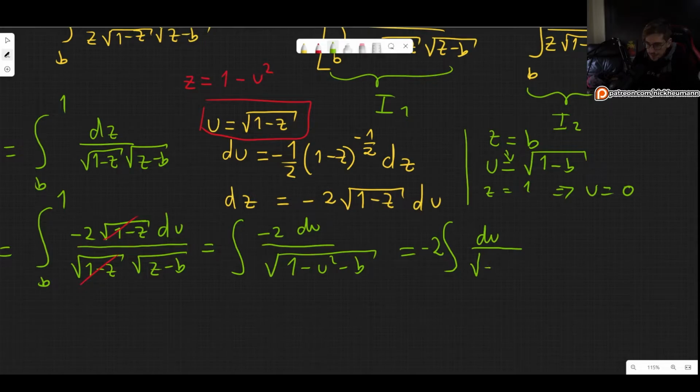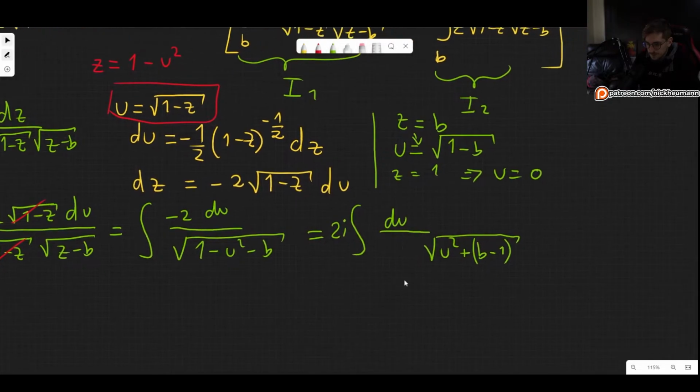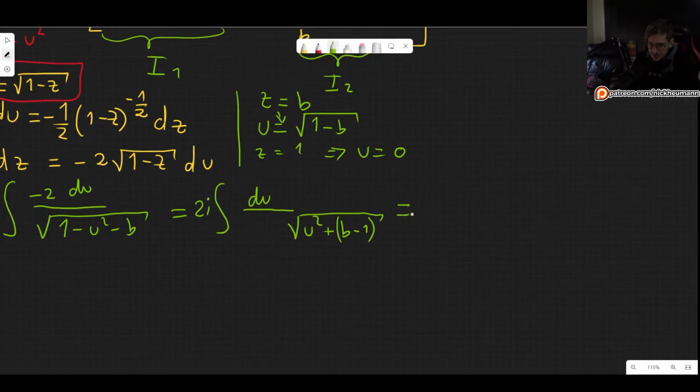So let me factor out a minus sign. And the square root of u squared plus b minus 1, right? We factor out a minus sign. And of course, the square root of minus 1 is simply i. So we get minus 2 divided by i. But we can put the i into the numerator by multiplying and dividing by i. So we get minus i up here, which cancels out the existing minus sign. So we get 2i.